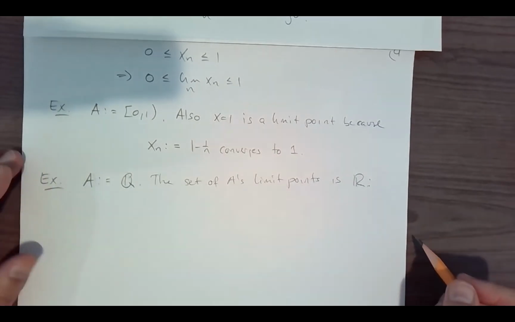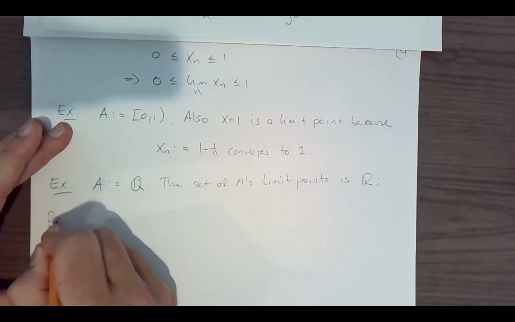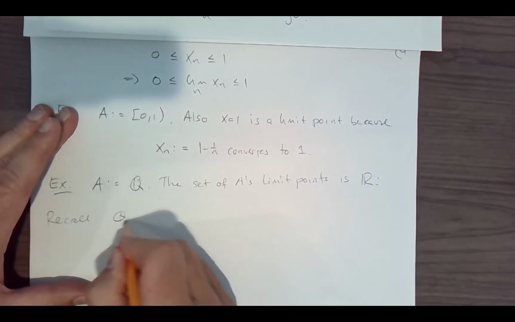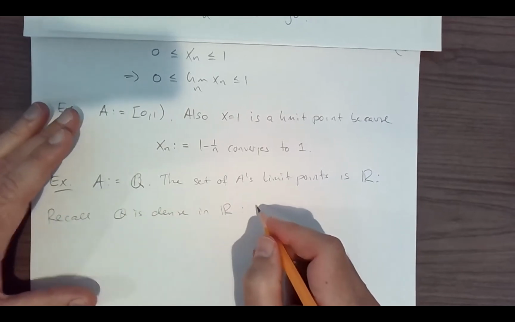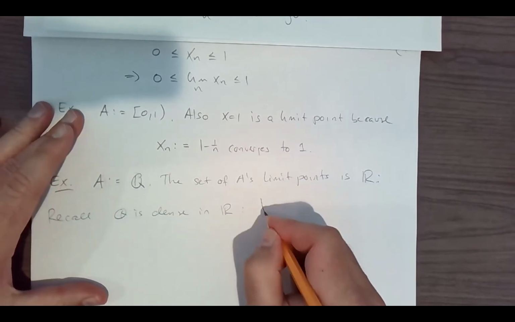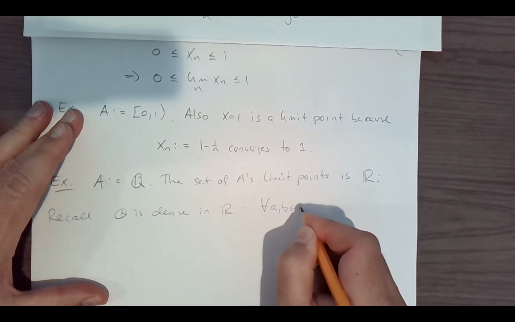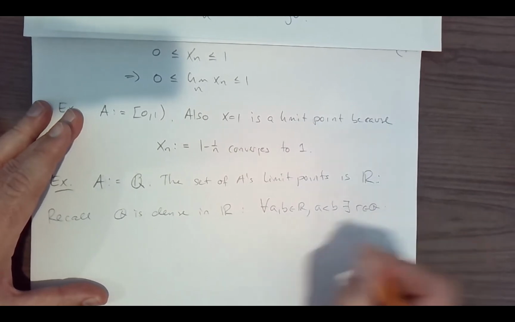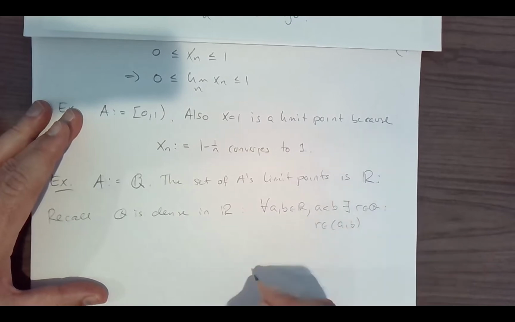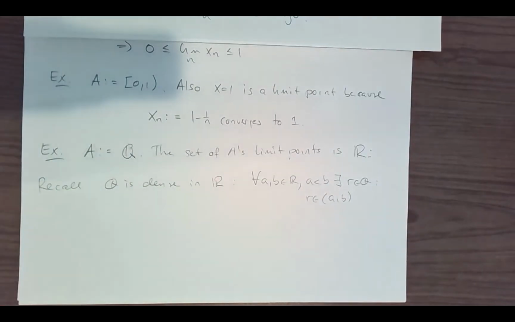And why is it true? Well, we had a property a while ago that said that Q is dense in R. So if I take A and B in R, A less than B, then I can find a rational such that the rational is squeezed in between A and B. So that means that you're dense. So what is the set of limit points?